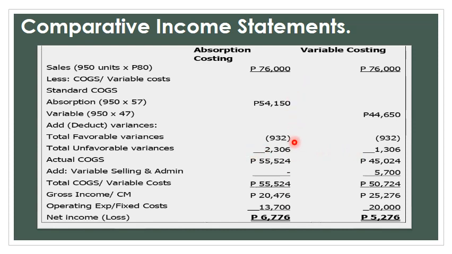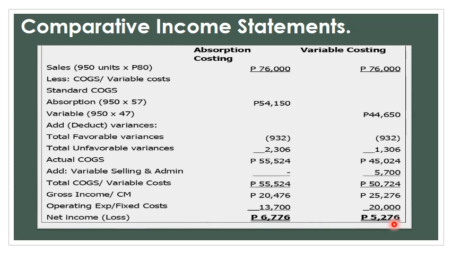Okay. So, kung mapapansin nyo, lahat ng na-compute natin na variances ay in-adjust natin under absorption costing. Pero pagdating sa variable costing, hindi lahat. Kasi hindi natin isasama yung na-compute nating variances na 1,000. So, 1,306 lang yung dito. Okay? So, after that, makikita natin na ang total net income under absorption is 6,776 and 5,276 naman kay variable costing. Mas mataas po ang net income under absorption costing compared to the variable costing.